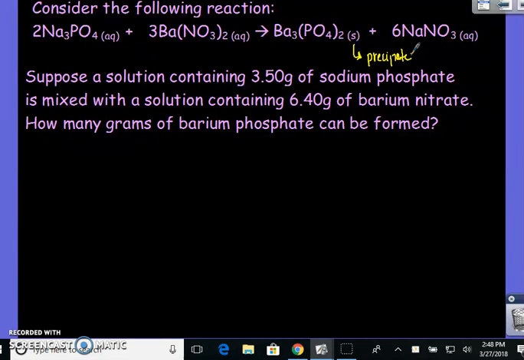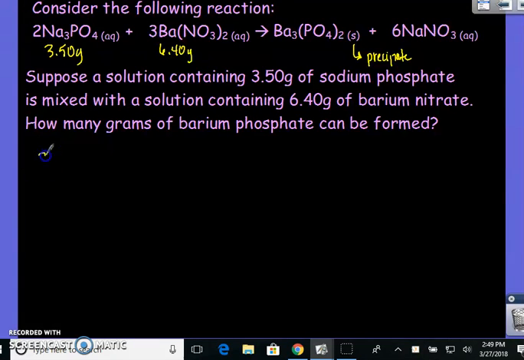Now let's suppose we have a solution, and it contains 3.50 grams of sodium phosphate. It's mixed with a solution containing 6.40 grams of barium nitrate. And they want us to calculate how many grams of barium phosphate, which is the precipitate, can be formed. Red flags. I've been given the mass of both reactants, so I'm going to have to determine who the limiting reagent is. Okay, so let's just go ahead and get started.